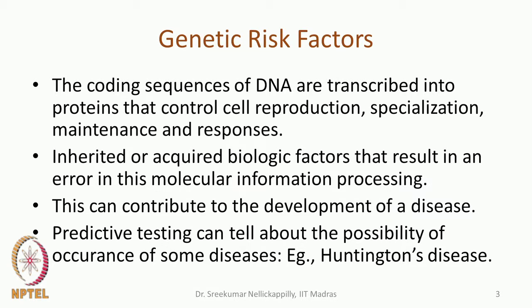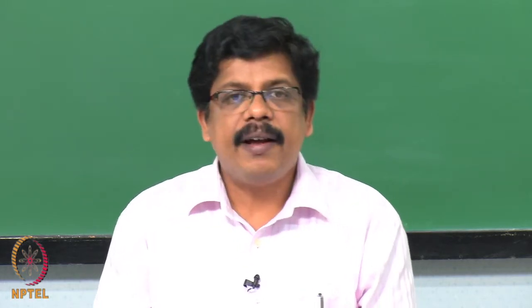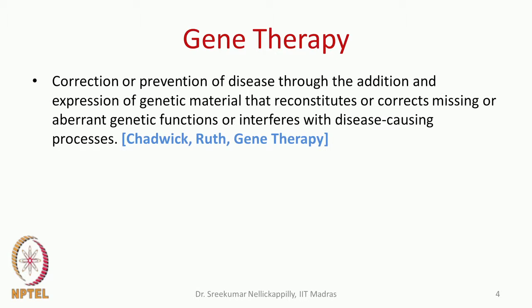Predictive testing can tell about the possibility of occurrence of some diseases. For example, Huntington's disease is a very famous example of a genetically inherited disease whose appearance can be predicted well in advance if proper testing is done. Gene therapy aims at finding solutions to many such problems. As I mentioned earlier, certain cancers and many other diseases have their roots in the genes, and if we can identify this, we can think of proper measures to prevent and also to cure them. So, let us try to understand what gene therapy is. Here, this is a very broad introduction.